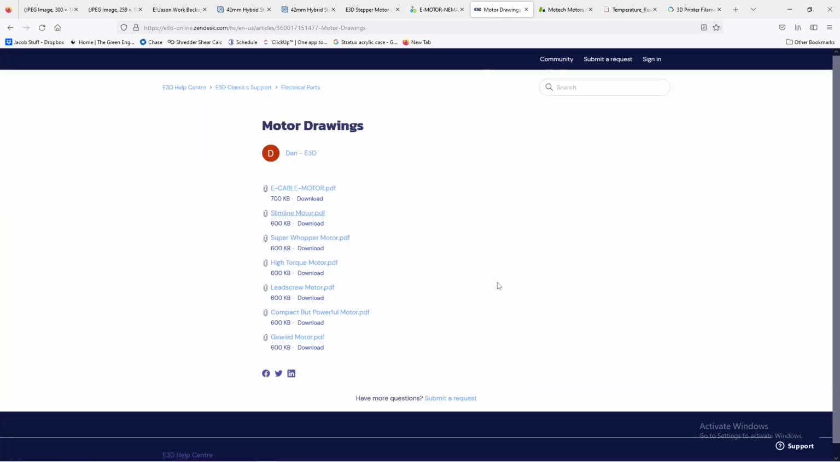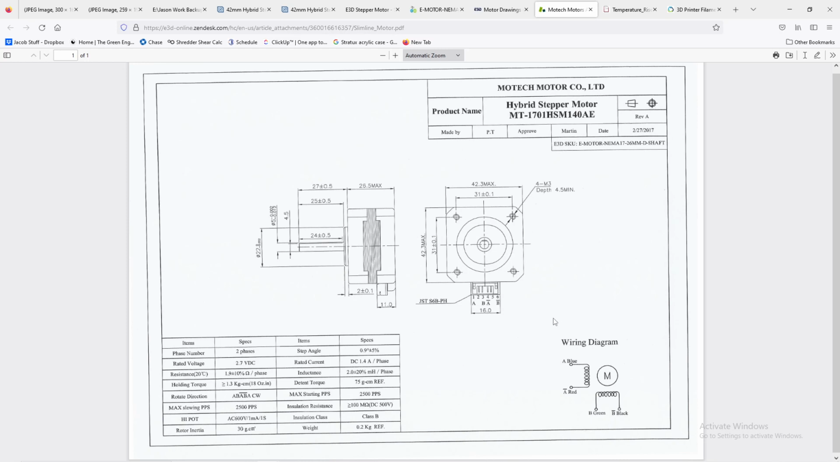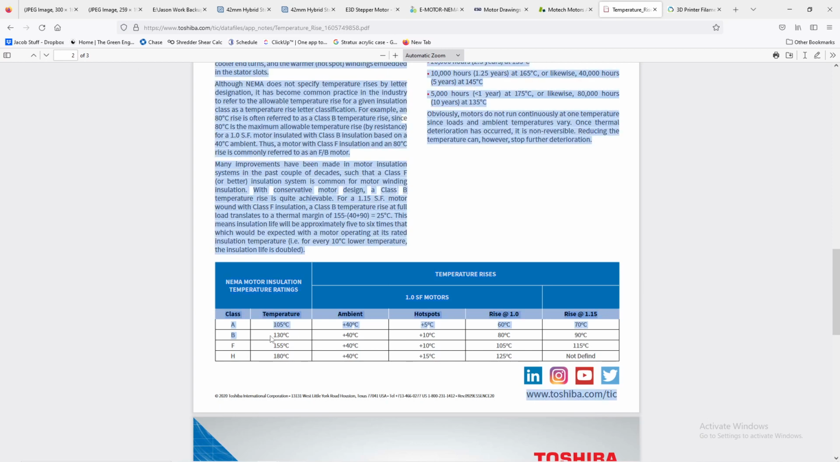And then I happen to go to E3D's website and look up their electrical parts and their motor drawings. And then I pulled up the slimline motor drawing. And you can actually see here, it is a class B insulation rating, which B has a maximum of 130. So that's a 40C difference, right? So that's a 40C maximum increase in temperature versus the 180 class. So this is like a lower temperature rating, but probably not as low as a standard low grade, maybe not even defined, stepper motor, which could be like 105 temperature increase.